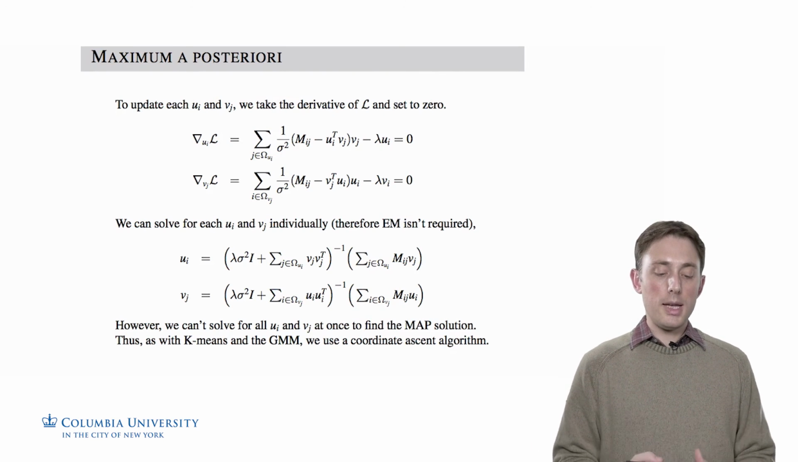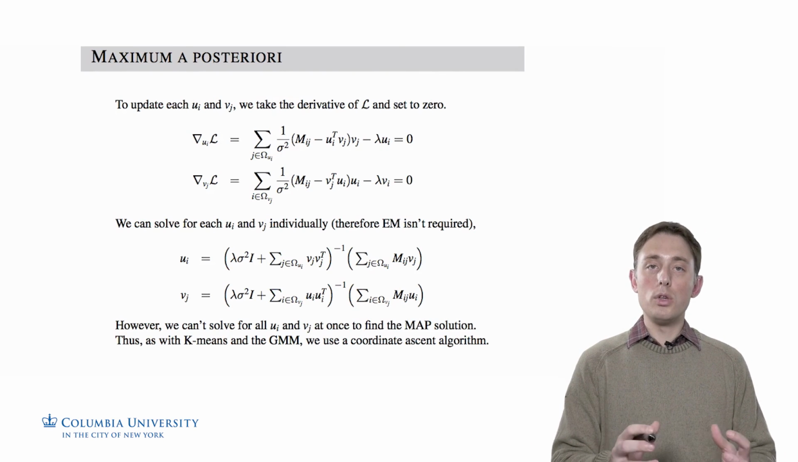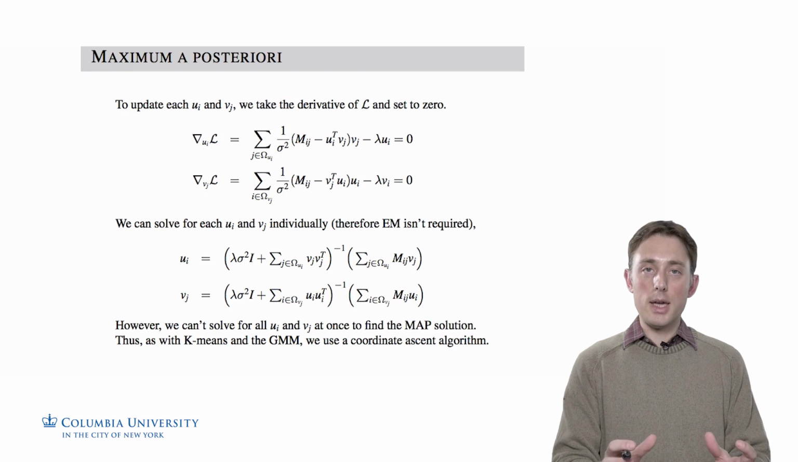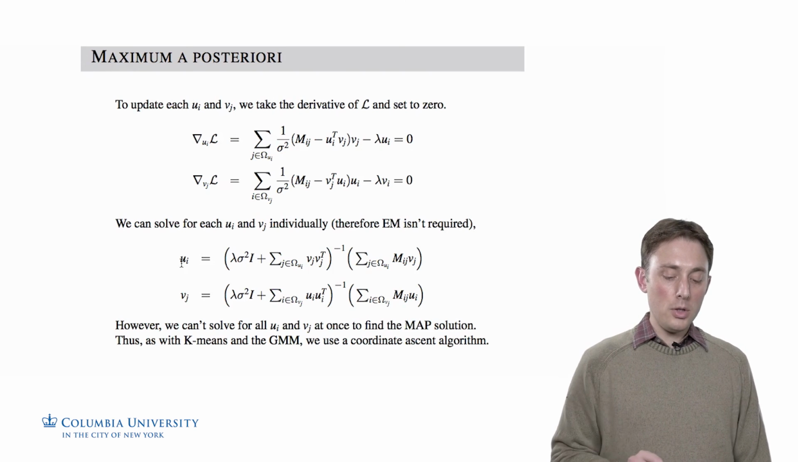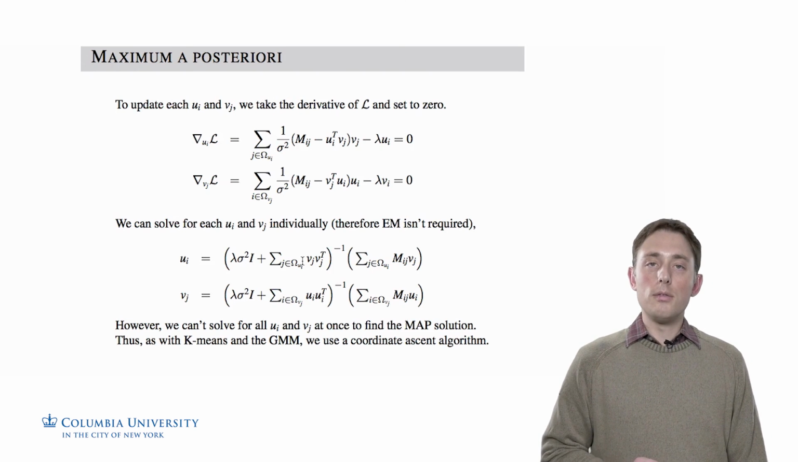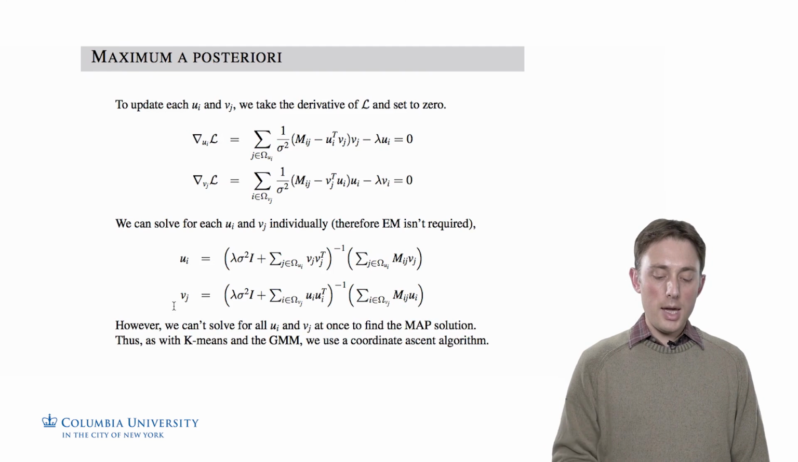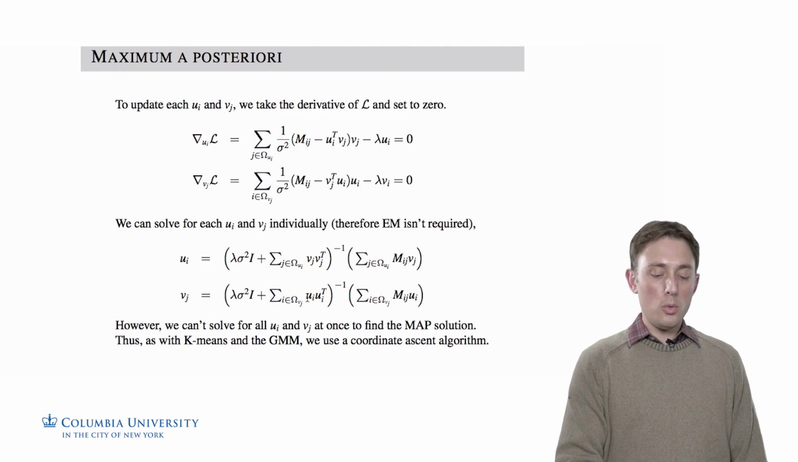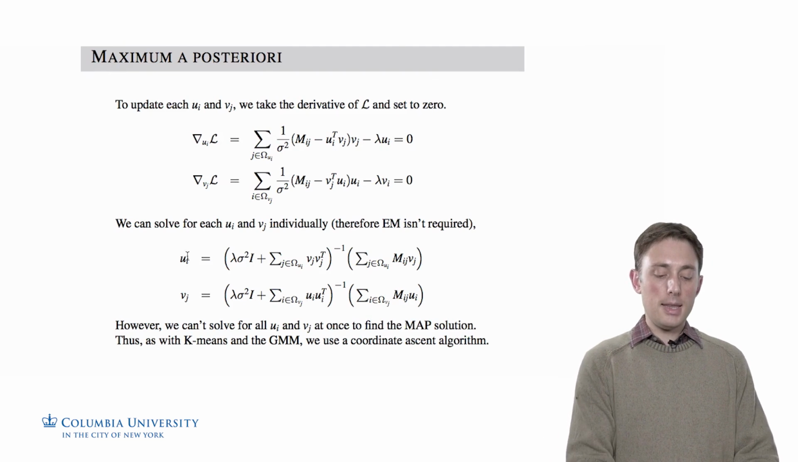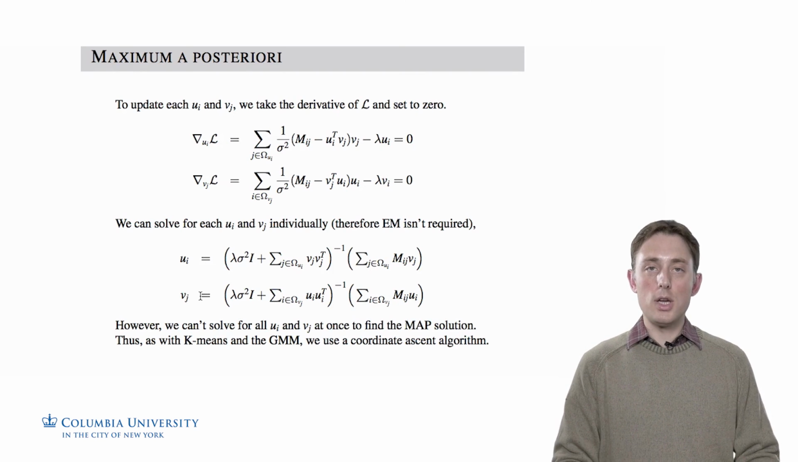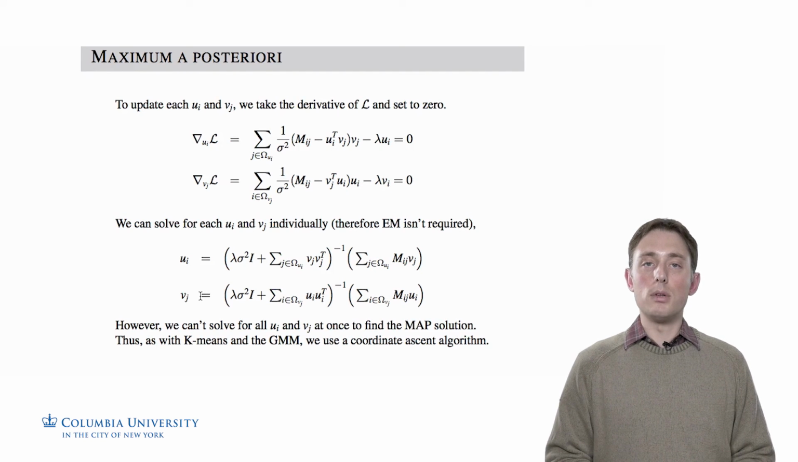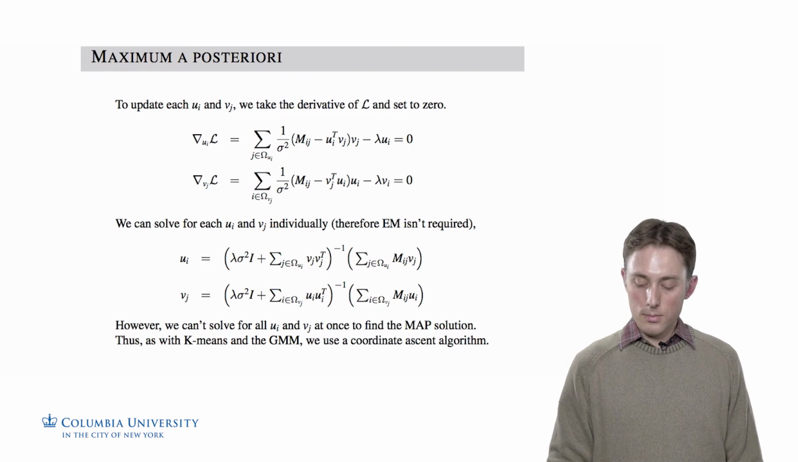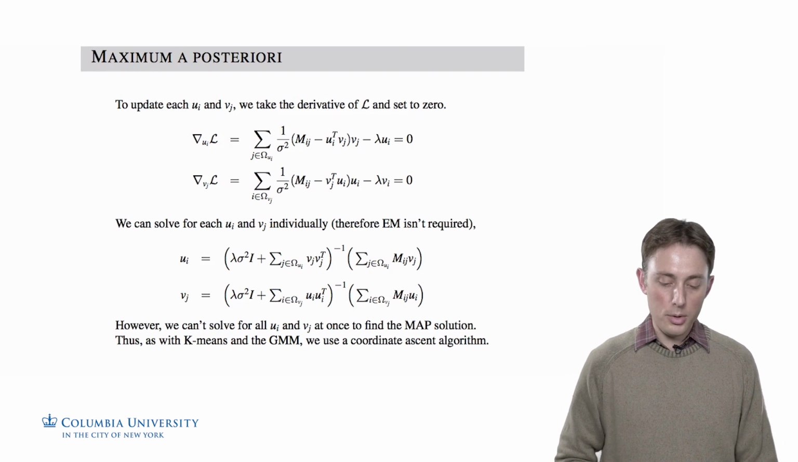However, notice that if we wanted to solve for all u_i's and all v_j's simultaneously, we would not be able to do that because the update for u_i involves V and the update for v_j involves U. So we can't say that this value for u_i or this value for v_j is the optimal one because it depends on the other parameter settings that we have. So what we're going to end up having is a coordinate ascent algorithm like we've been discussing for the previous few lectures.